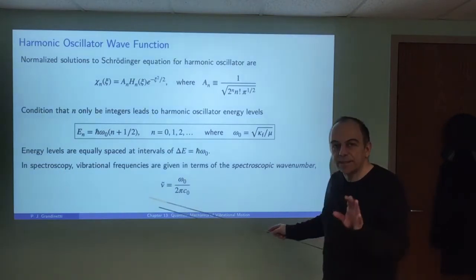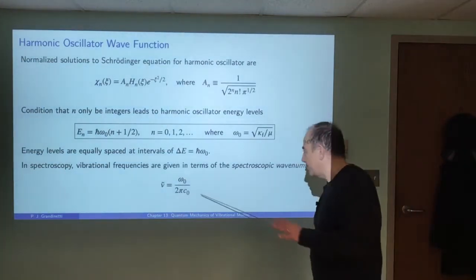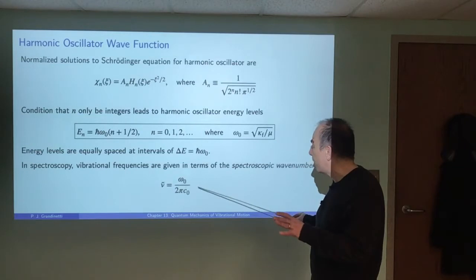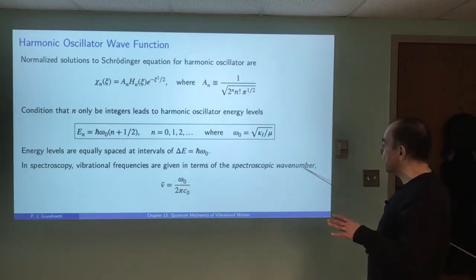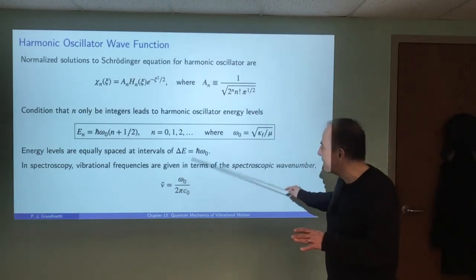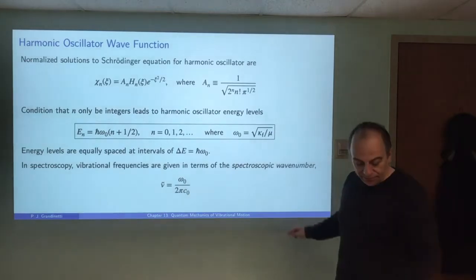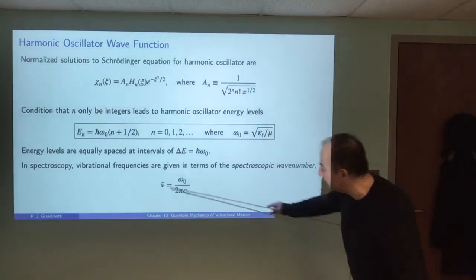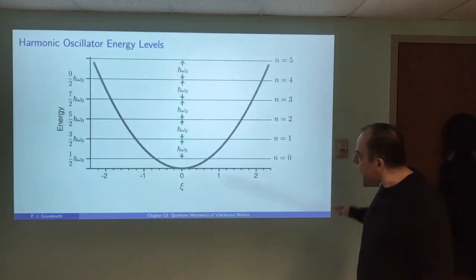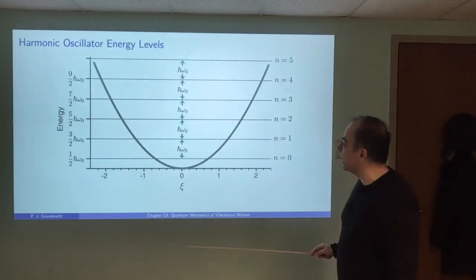In spectroscopy, oftentimes people will talk about vibrational frequencies in terms of something called the spectroscopic wave number, which is just this omega divided by the constants 2 pi and the speed of light. We'll come back to this in a little bit. So here's what the energy level spacing looks like.